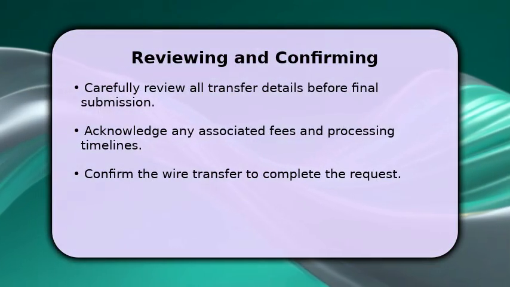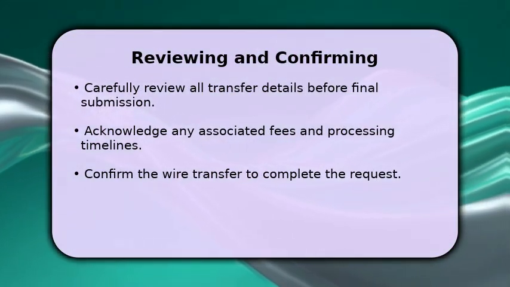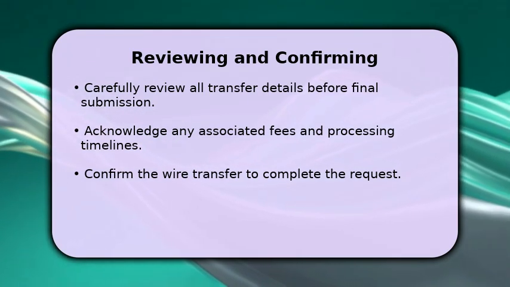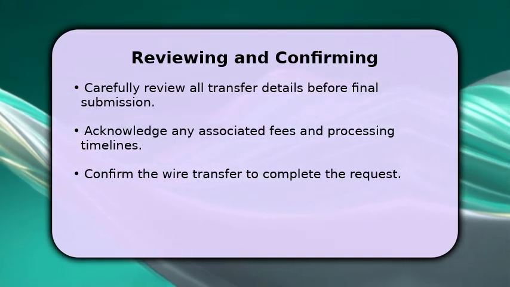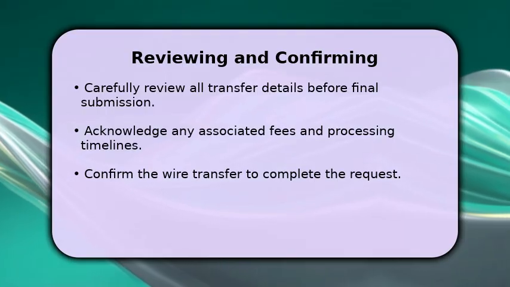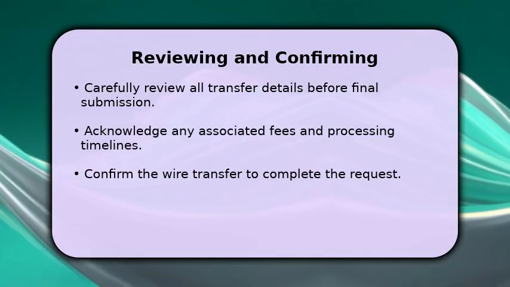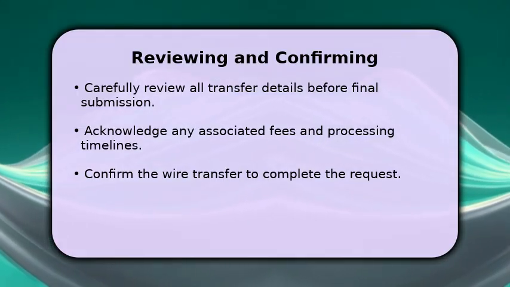Before finalizing, take a moment to carefully review all the entered transfer details, including the amount and bank information. Be aware of any fees your bank or Coinbase might charge for the wire transfer. Typically, wire transfers can take 1 to 3 business days to process. Once you are certain everything is correct, confirm the transaction to complete your wire transfer request.